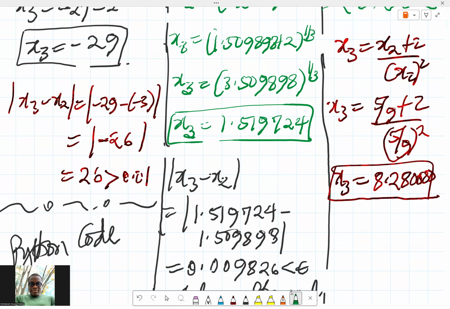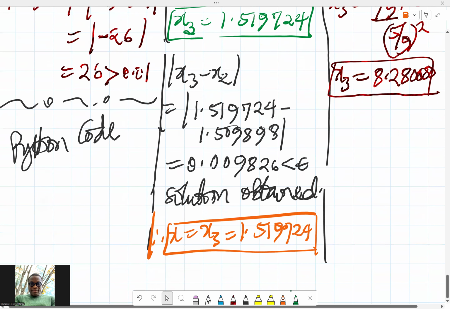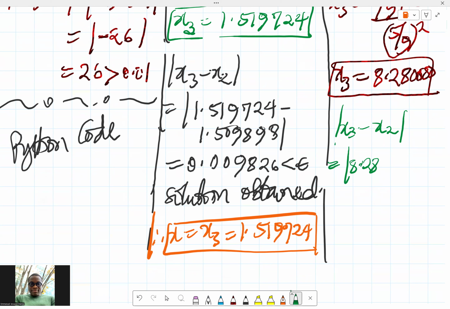Have we arrived? Let's see. To do that, we check the absolute value of x3 minus x2, which is the absolute value of 8.28 minus 0.555556. And that is equal to 8.130055. Now, this is a bad sign. This is still greater than epsilon, and to make things worse, it's not even reducing. The value is just increasing.